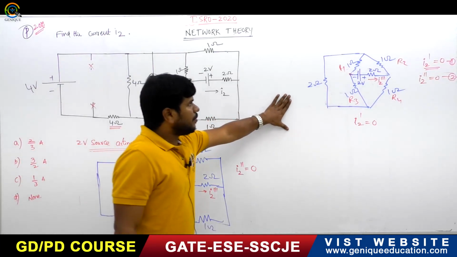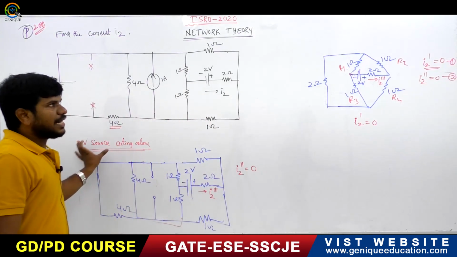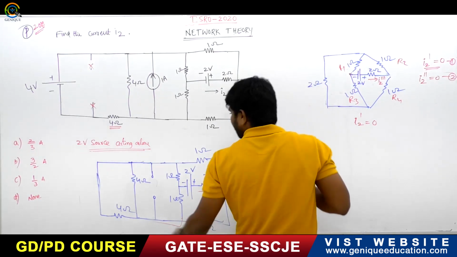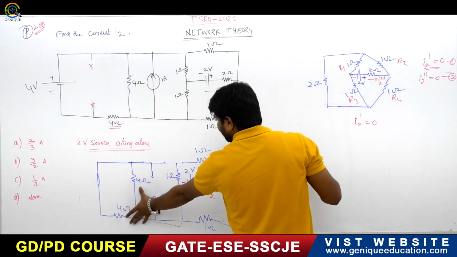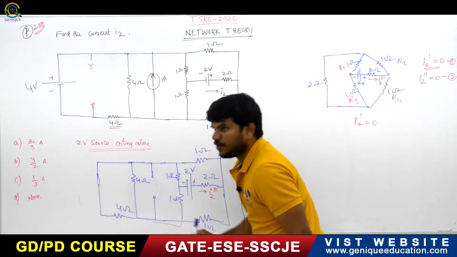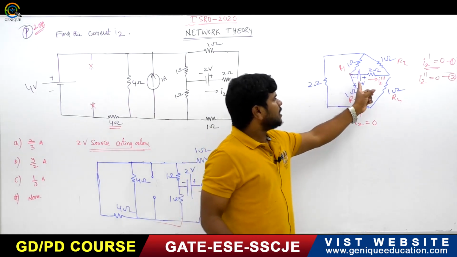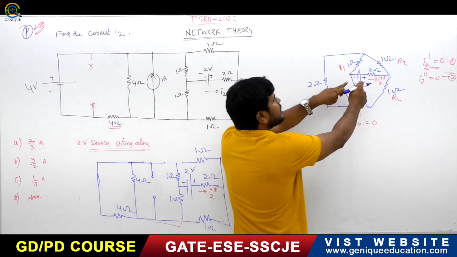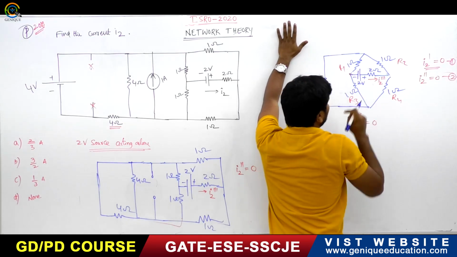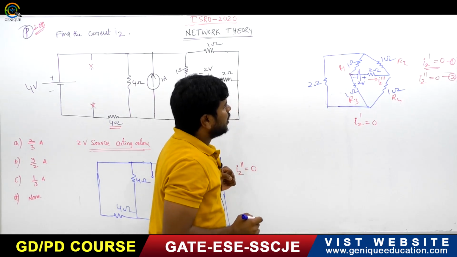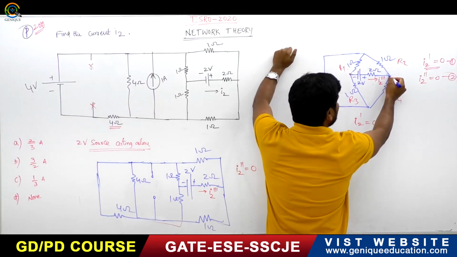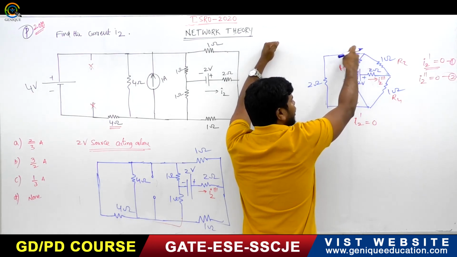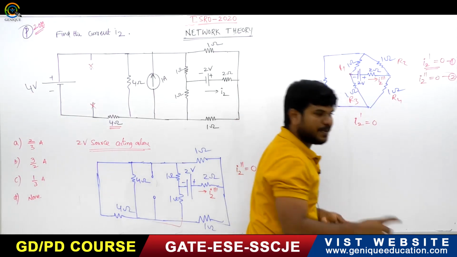So when the 2-volt source is acting, this is the equivalent circuit, because this 4 ohm is a parallel connection, so this 4 ohm will become 2 ohm. Now if you observe this, here is the source, so this is the diagonal element. If this is the source, what is the remaining diagonal? In this remaining diagonal, the current will be 0.